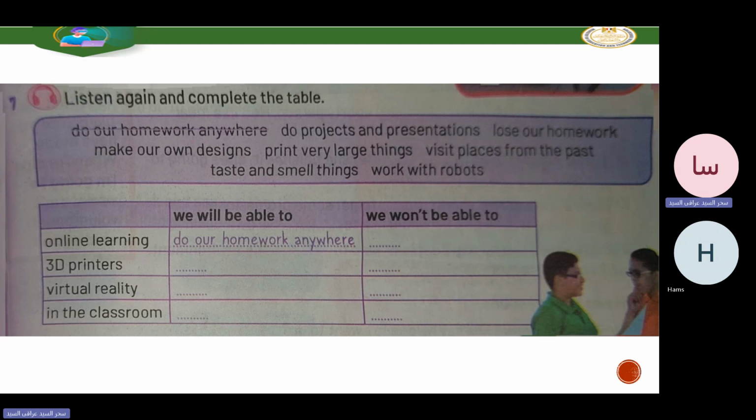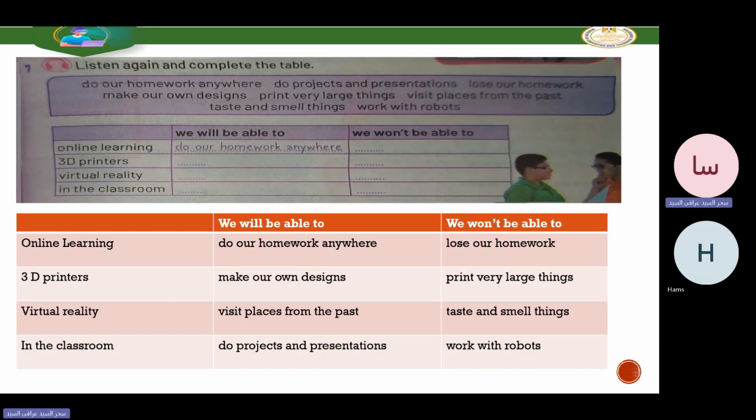What we will be able to do and what we want to be able to do concerning these ideas. Online learning, 3D printer, virtual reality, and in classrooms. Okay, we don't have time. Let's check the answer quickly. Of course, with online learning, we will be able to do our homework anywhere, but we want to be able to lose our homework. Of course, we want to lose it.